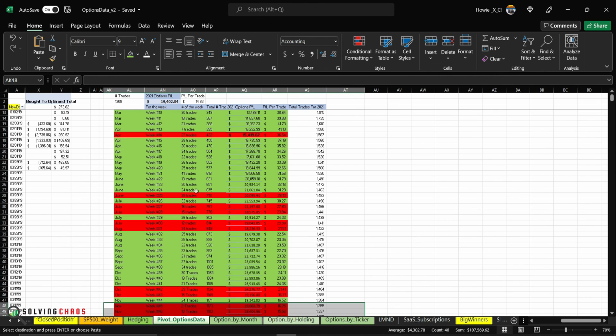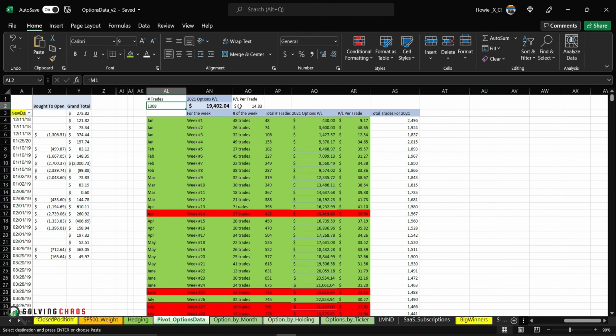These trades are not random. I'm doing it throughout the year. Again, I ended this year at 1,300 trades. For the most part, I'm not looking for big winners. I'm trying to go for a $20, $30 pop.